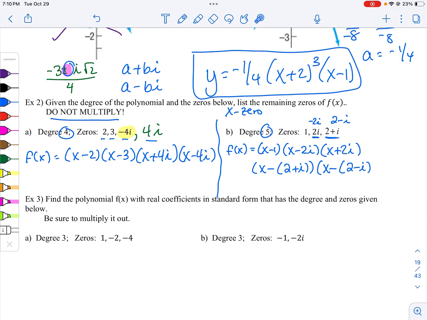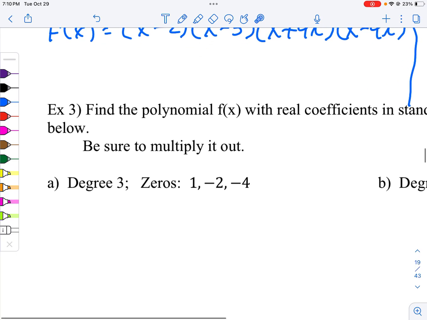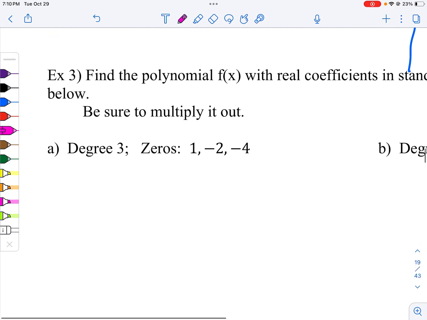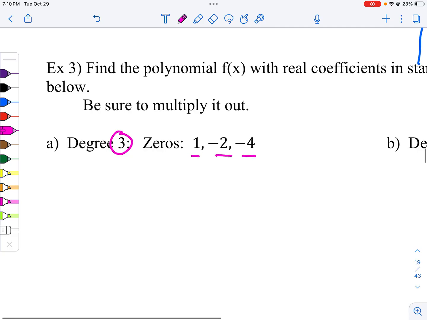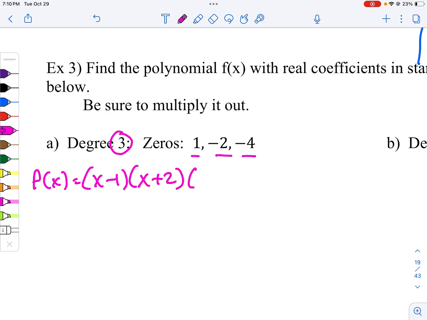All right, so the next problem says, find the polynomial with real coefficients in standard form that has the degree given, and then given the zeros. And this time it says, be sure to multiply it out. So let's take a look at example A. This one's nice. We have 3 zeros. It is degree 3. None of those are imaginary, so we don't have to come up with any extras. So my parentheses for this polynomial are going to be x minus 1, x plus 2, and x plus 4.